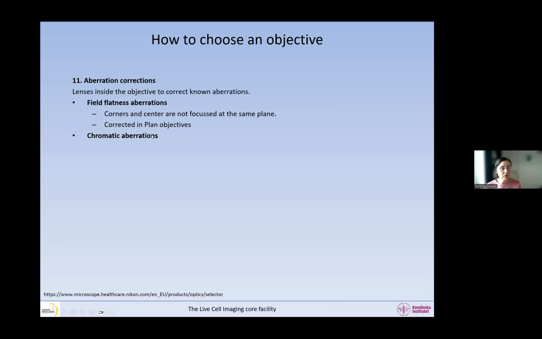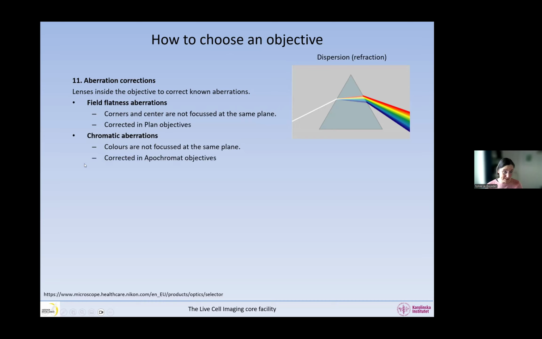Another aberration is chromatic aberration, and we have already seen an example of that. So you remember dispersion is one type of refraction, and that splits the color in a rainbow. The same thing exactly happens in an objective, and therefore the different color channels end up not being focused at the same plane, the same Z plane.